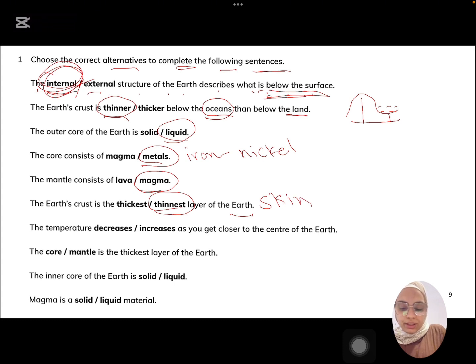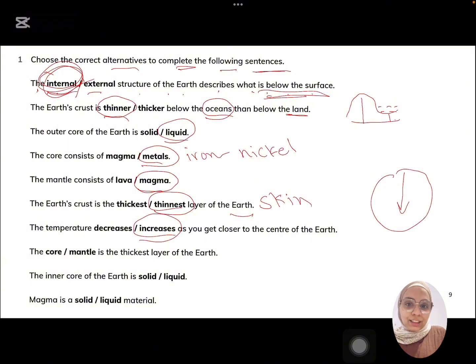The temperature increases as you get closer to the center of the Earth. We said as you get closer to the center of the Earth, the temperature increases. The core mantle is the thickest layer of the Earth. We said the mantle is the thickest layer of the four layers.